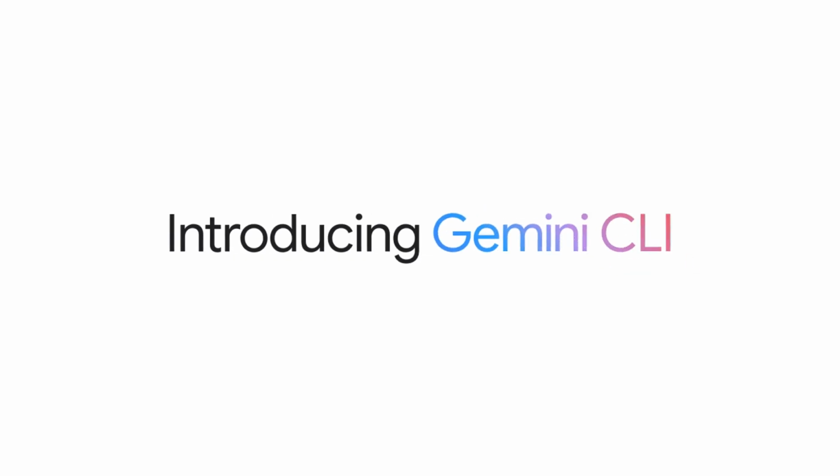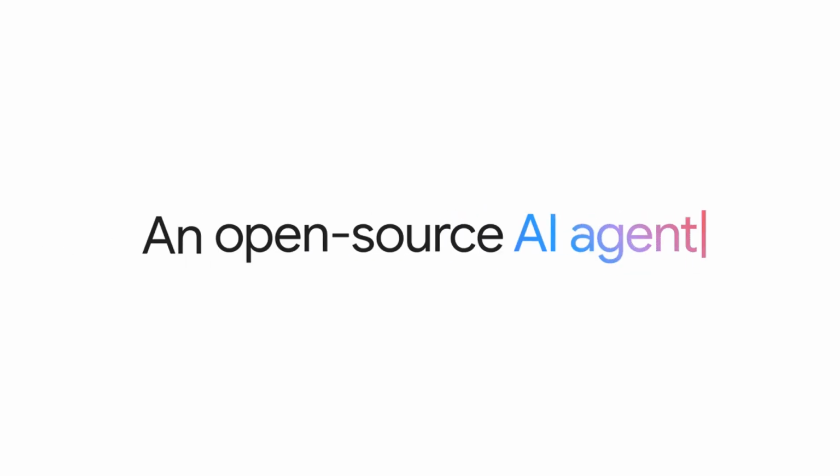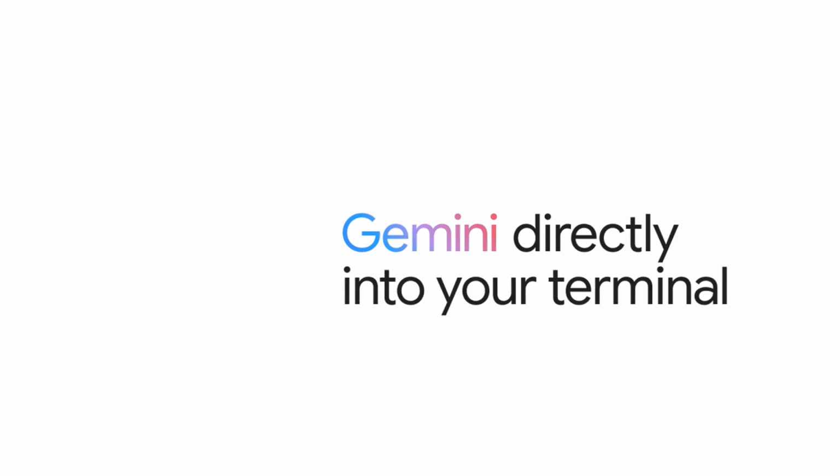Google just released Gemini CLI. It's their new AI coding agent. It's powerful and free to use. Here's how to set it up in your VS Code.